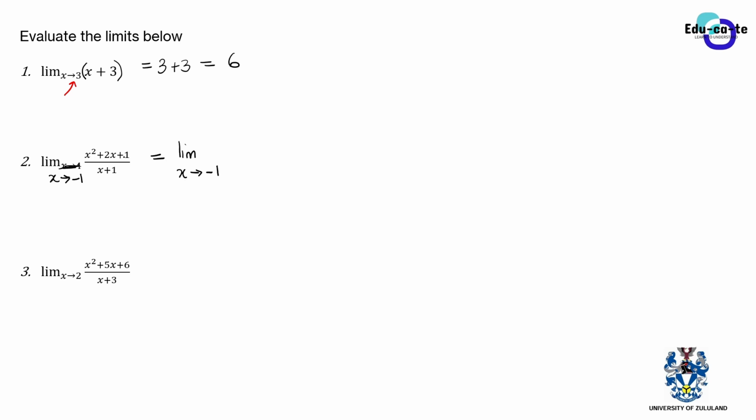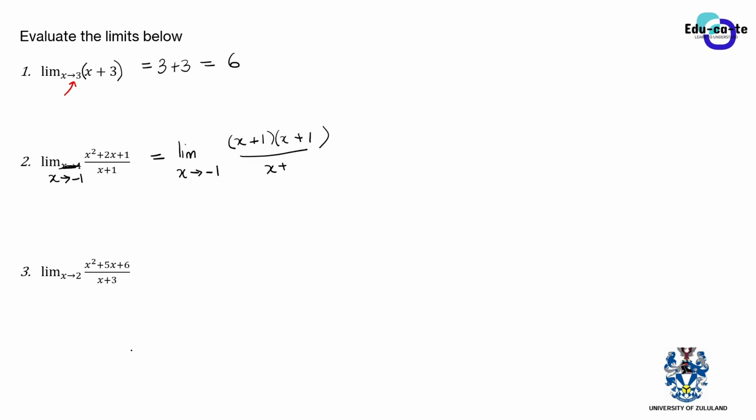So here you've got x squared plus 2x plus 1. You can factorize this, because this is a quadratic function, as (x plus 1)(x plus 1), or you can just write (x plus 1) squared, because if you FOIL this back again, you're going to get x squared plus 2x plus 1. Then this is over x plus 1.